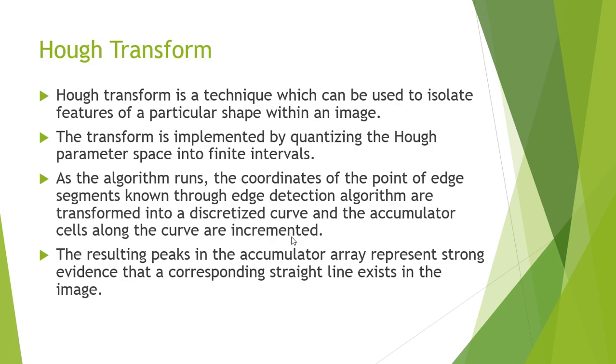So it is basically like once the points are known, the line is formed with the help of the points. Here the points correspond to the edges detected through the edge detection algorithm, and Hough transform is detecting the line through the points which are previously detected. The resulting peaks in the accumulator array represent strong evidence that a corresponding straight line exists in an image.